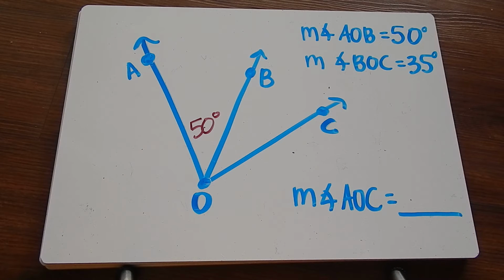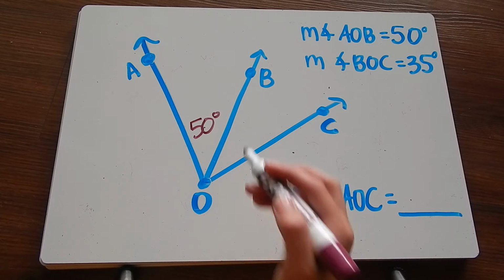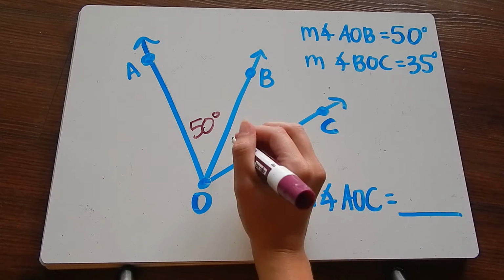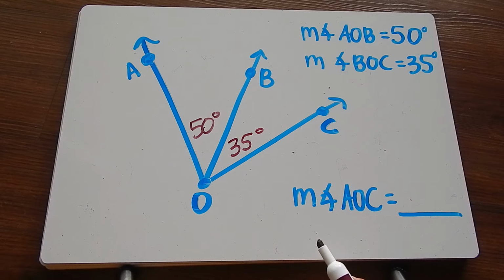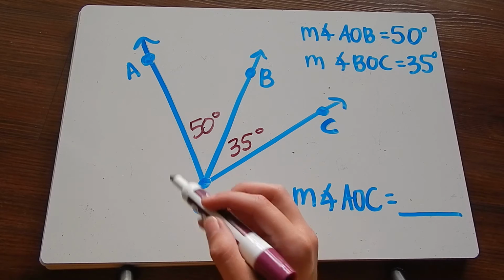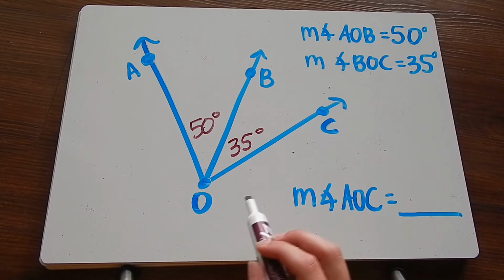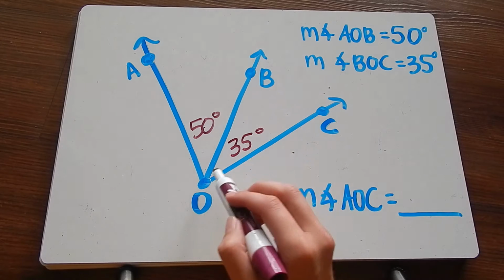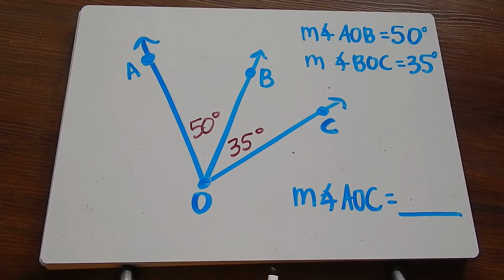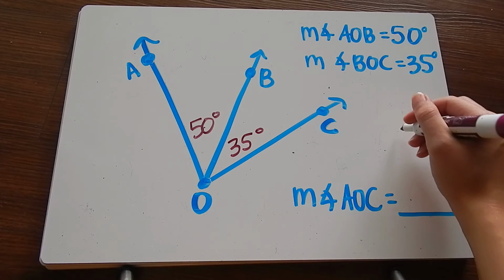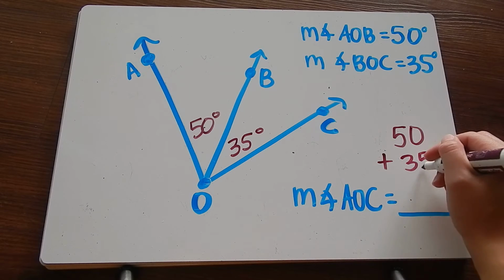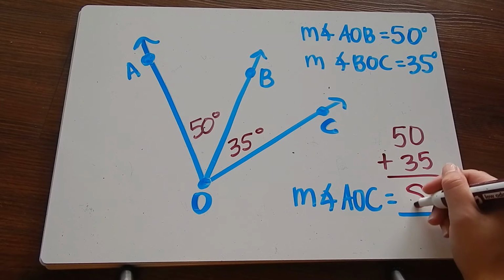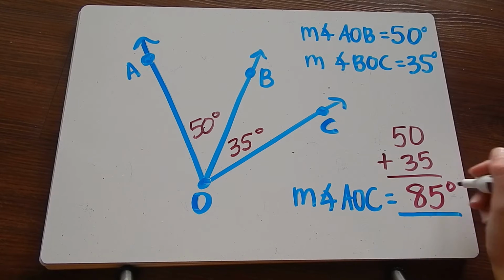The measure of angle BOC is 35. So here's BOC, 35 degrees. It wants to know the measure of angle AOC. So let's find AOC. Well, it's actually these two added together. So to find AOC, I'm going to add 50 degrees plus 35 degrees, and I'll get my answer as 85 degrees.